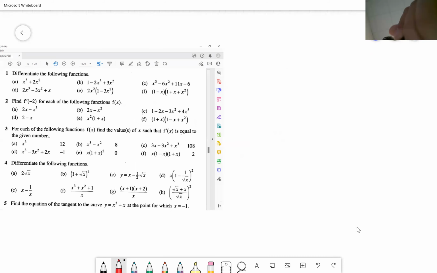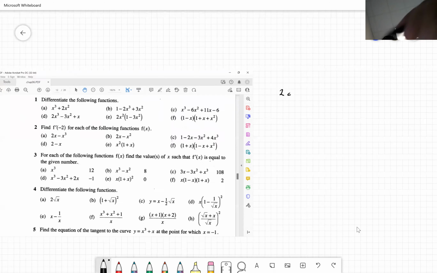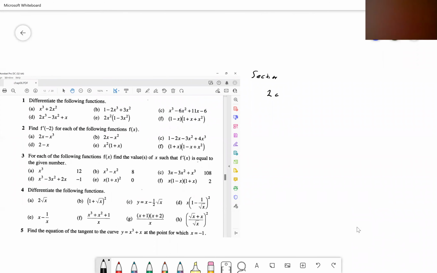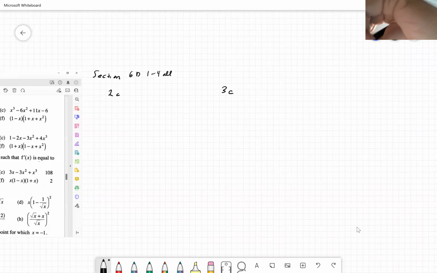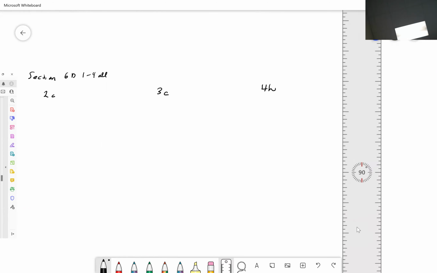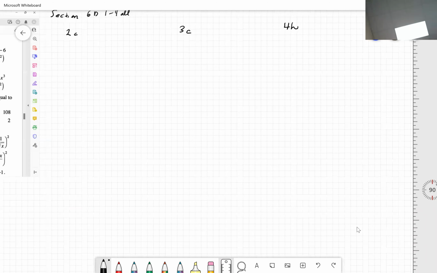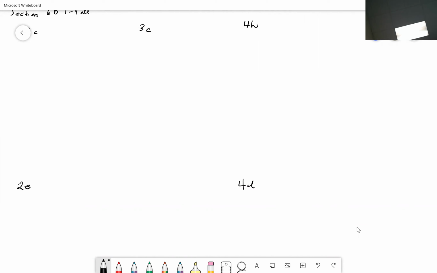So let's go ahead and do blacking. So we got 2C. This is for section 6D. We were doing 1 through 4 all. Okay. So 2C, 3C, any other ones? Okay, 4A. 4H, what else? I hope this is enough space for me to write. What else? 2E, okay. 2E. What else? 4D. Anything else?